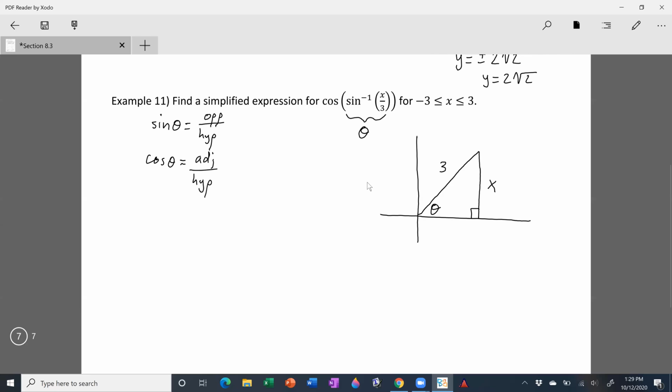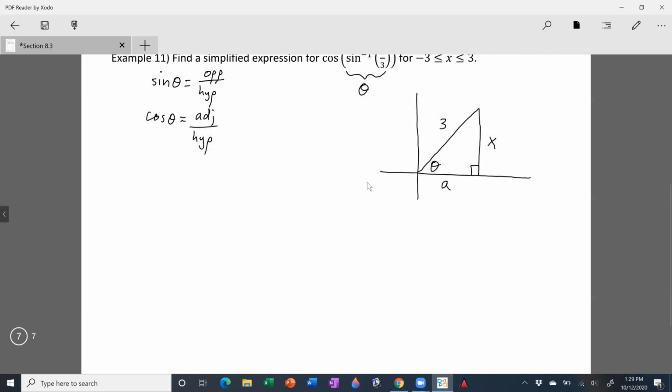over the hypotenuse. Okay, so we need to find out what this side is right here, and there's just going to be an x involved. There's no way around it. So I need to call this a different variable. I don't want to call it y. Let's call that a.